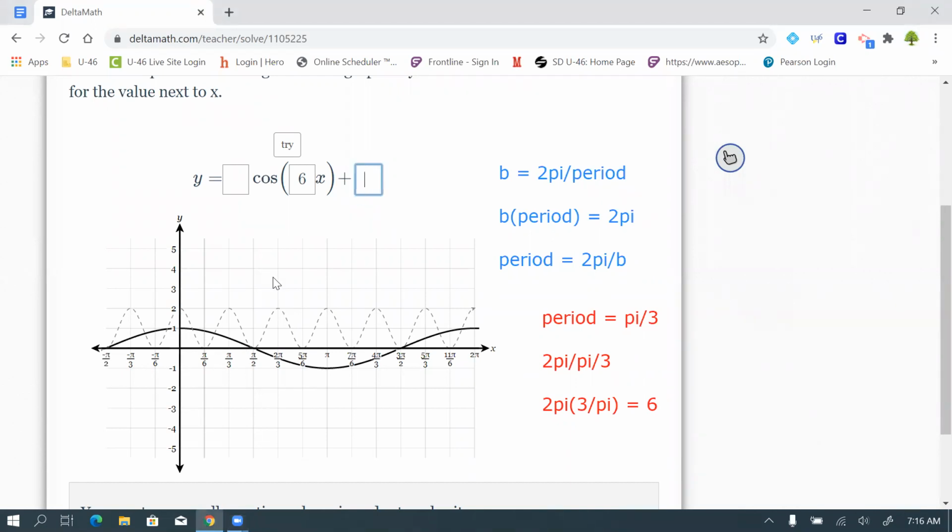The midline is positive 1. And the amplitude, well, from the midline, you had to go up 1 only. And so therefore it's positive 1.